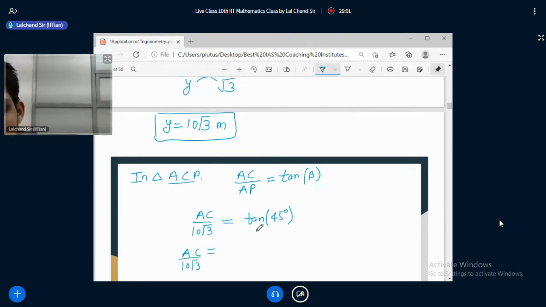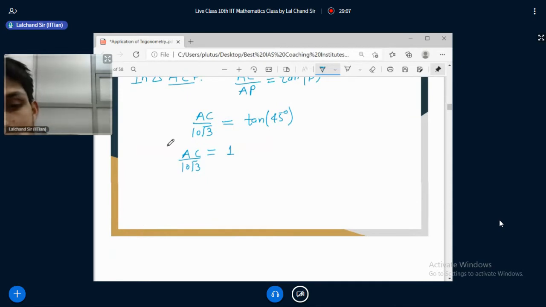AC is equal to tan 45 divided by 10 root 3. And what is the value of tan 45? tan 45 value is 1, isn't it? So if we cross multiply, then finally we have the value for AC. So AC is equal to 10 root 3 meter. This is the value of AC.